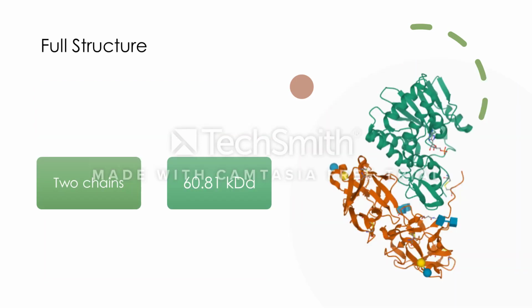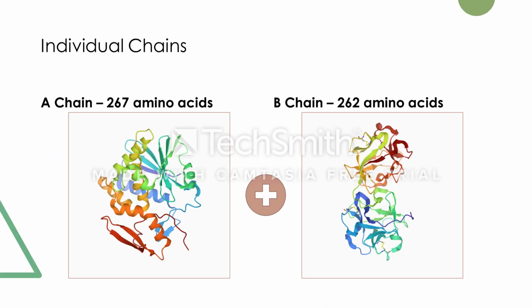Ricin's structure is interesting, as it has two chains that are responsible for different actions in the inhibitory process. The protein as a whole weighs about 60.81 kilodaltons, and the structure can be seen to the right. Since each chain has different functions, I thought it necessary to present their structures separately.